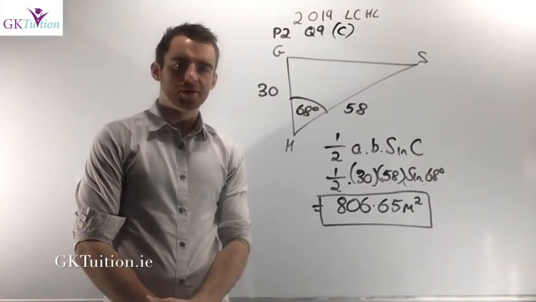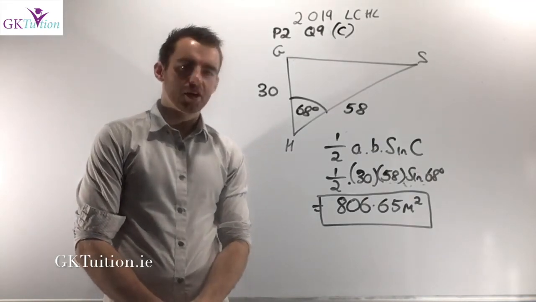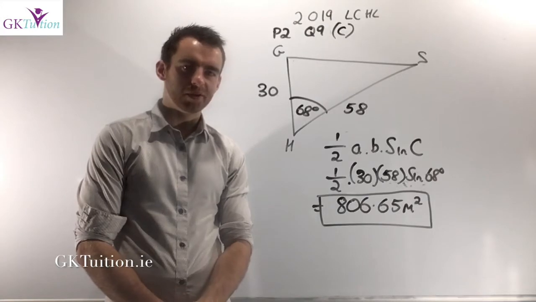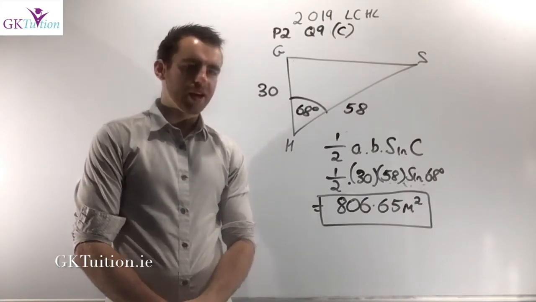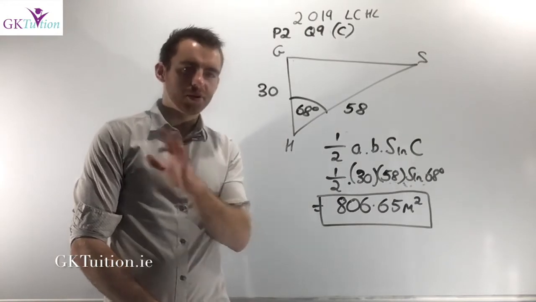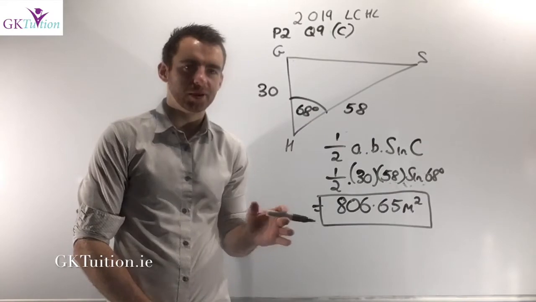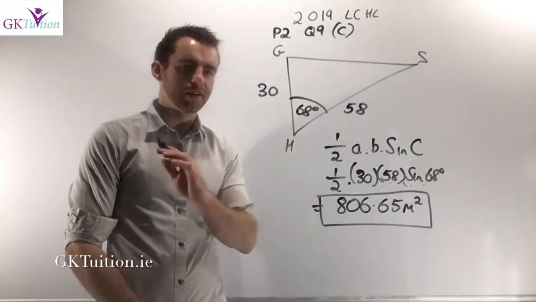In the third part of this question, we're asked to find the area of the triangle SGH, corrected to 2 decimal places, in meters squared. So whenever you get an area, I'd always be on the lookout: are they playing around with units? But they're not here. All my things are in meters and they've asked me for the answer in meters squared. So the 30 and the 58 are fine.